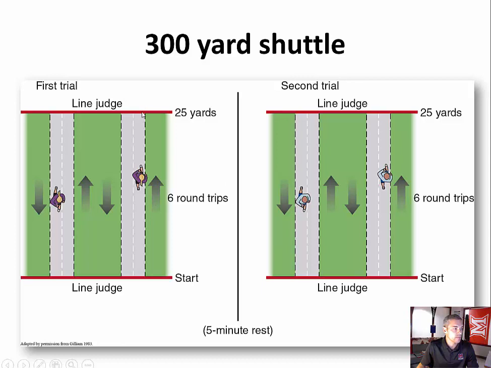So 25 yards up, 25 yards back, that's 50 yards, completing 6 round trips, 50 yards each, for a total of 300 yards. Basically covering this distance as quickly as possible. Typically the athletes are given a 5-minute rest, and then that test is repeated, performing 6 round trips, and the average of trial 1 and trial 2 is used as the athlete's overall test result.